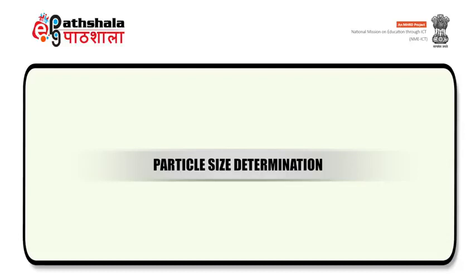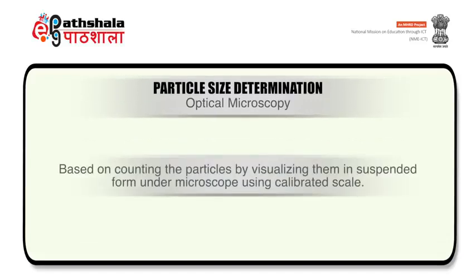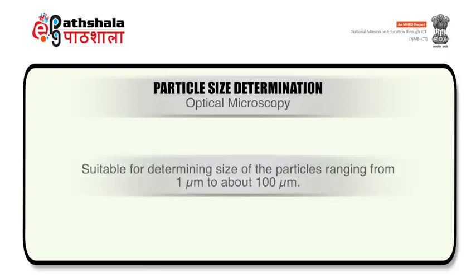Particle size and size distribution are determined by several methods available, the first of which is optical microscopy. This method is based on counting the particles by visualizing them in suspended form under a microscope using a calibrated scale. This method is suitable for determining size of the particles ranging from 1 to about 100 microns.